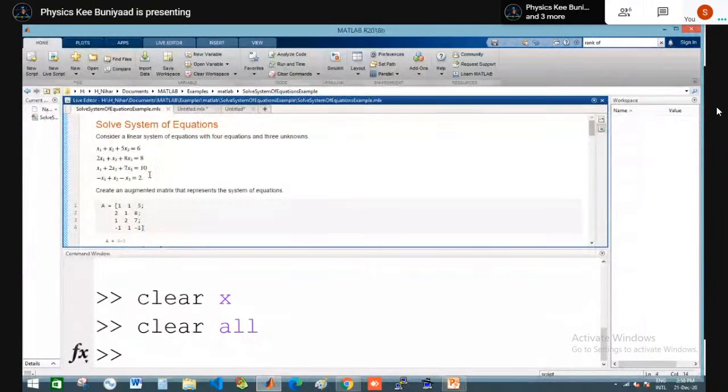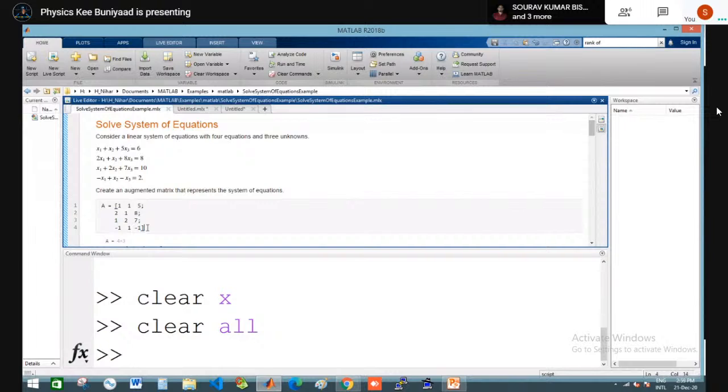So I want to solve this linear equation having three variables x1, x2, and x3. To solve a three variable equation, at least we require three equations. Here there are four equations. We can solve by Gauss elimination or any other method, but here we can use simple commands to solve these four equations.